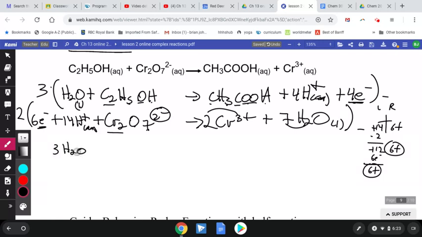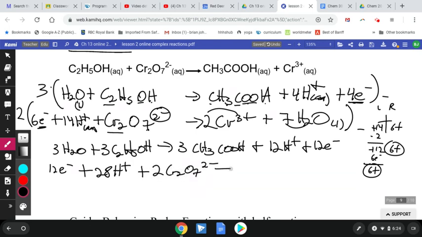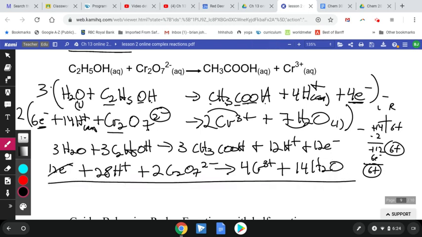So 3H2O plus 3C2H5OH goes to 3CH3COOH, 12H+, and 12e-. Okay, second reaction, 12e-, 28H+, 2 Cr2O7 2- goes to 4 Cr3+ and 14 waters. Holy smokes. Okay, now we can cancel out 12 electrons, 12 electrons.